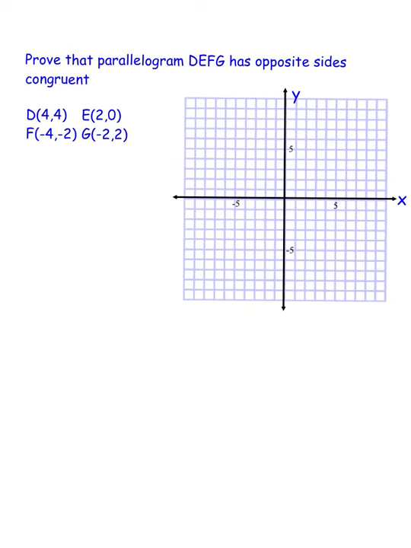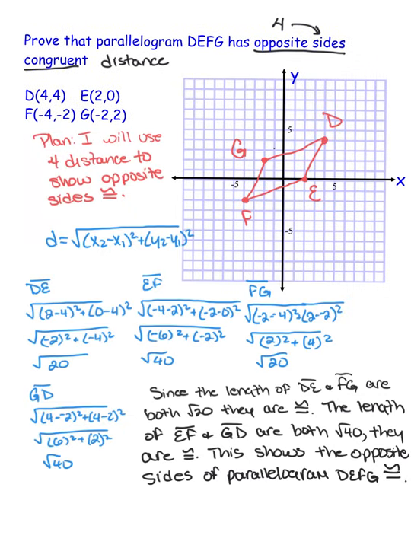Okay, the last proof that we are going to do says prove that parallelogram DEFG has opposite sides congruent. When you see the word congruent, I need you to think distance. And if we think of a parallelogram, it has 4 sides. So for this proof, we're going to have to do 4 distance formulas. Once again, I'm going to hit pause, I will do the work, and then I will come back and explain it to you.